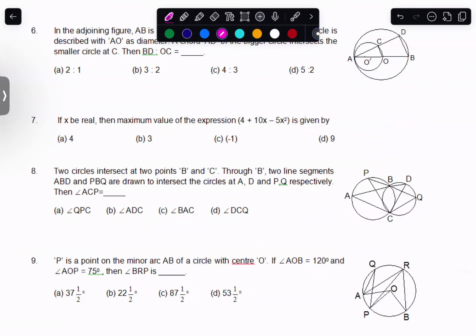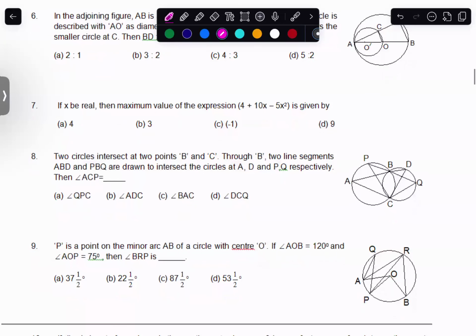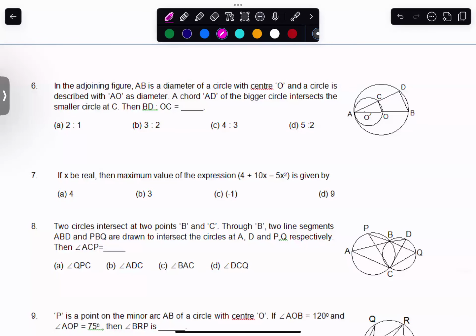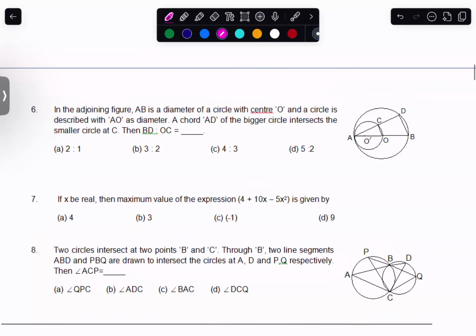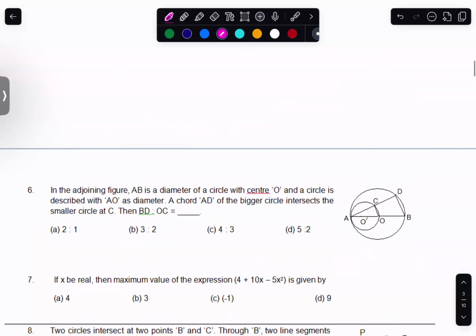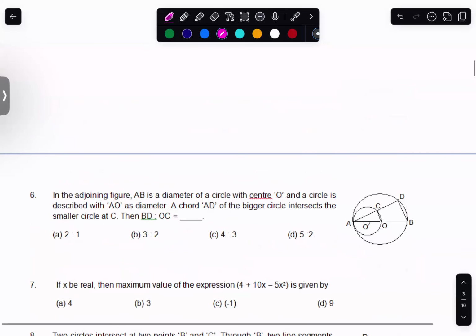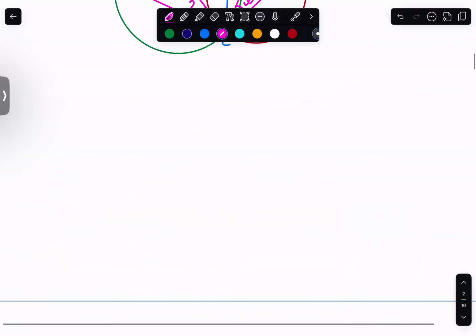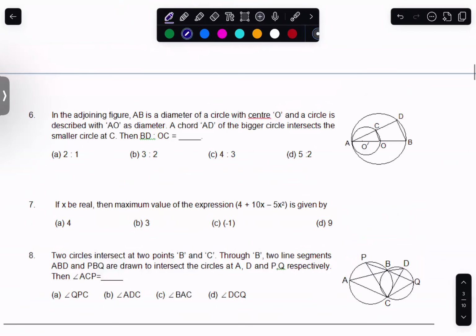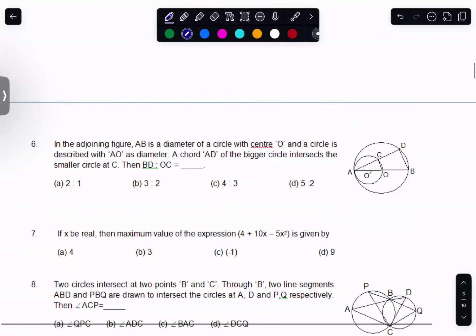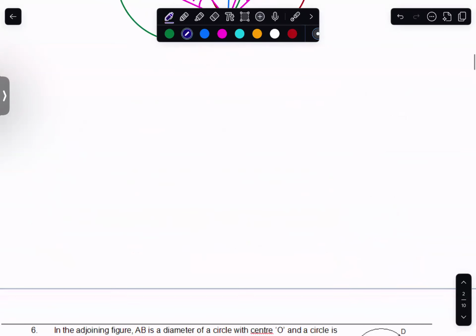Sir, could you show question 7 once? Yes. If x be real, then maximum value of the expression 4 plus 10x minus 5x square. That's a quadratic with leading coefficient being negative. So you can go direct. Question number 7, right? 4 plus 10x minus 5x square.